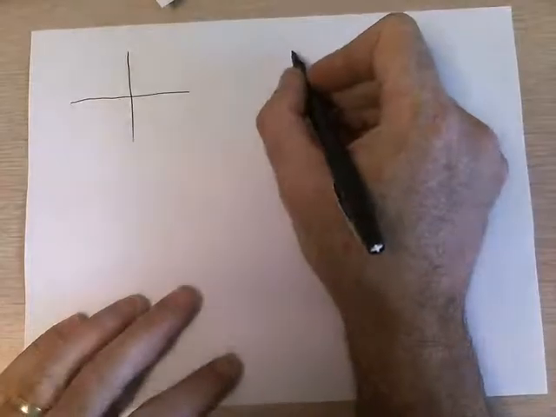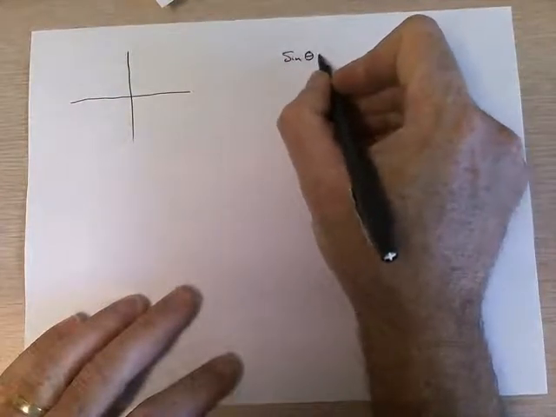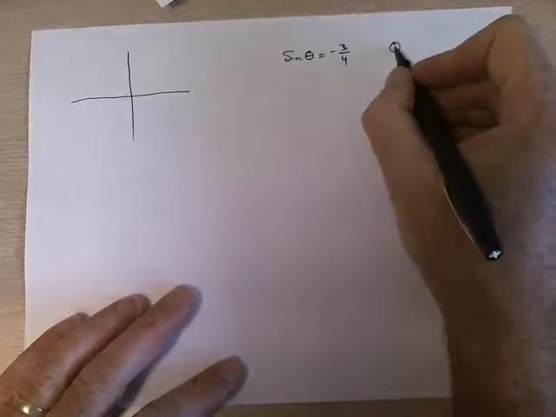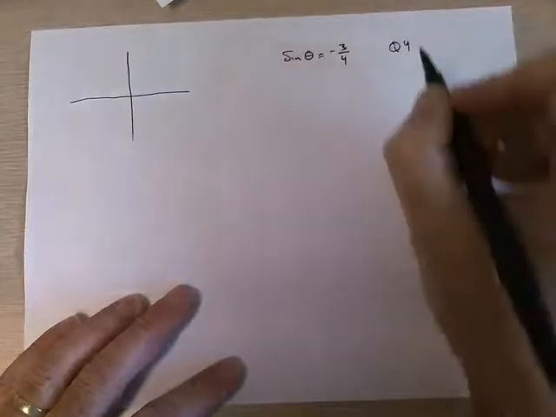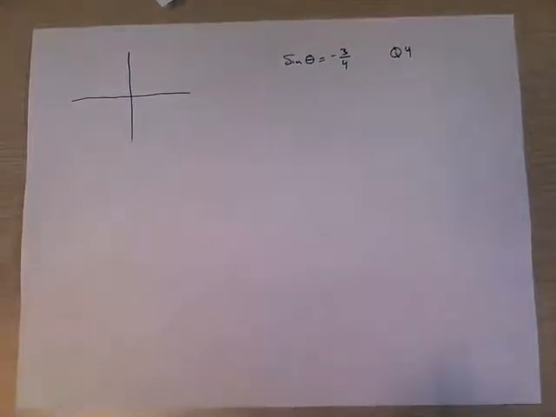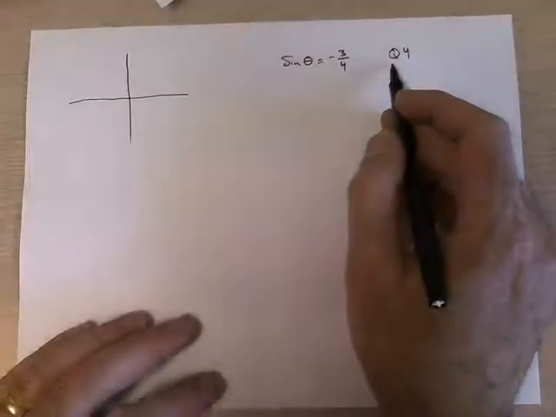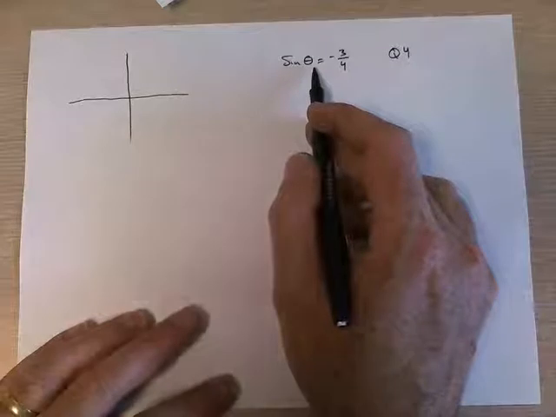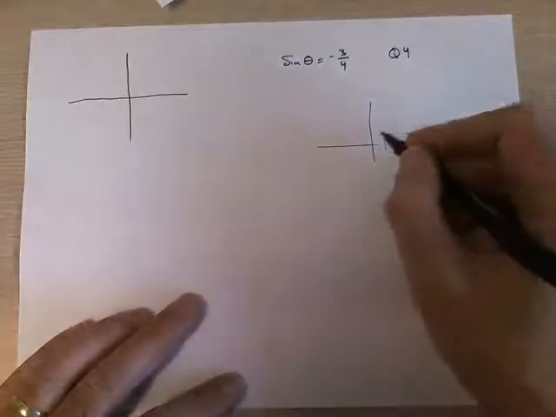So when you're given two bits of information, the sine of theta equals -3/4, and they tell us that we're in quadrant 4. Even without knowing quadrant 4, I know I'm either in quadrant 3 or 4 because the sign is the opposite. In the back of my head, I've got a couple things going on here.